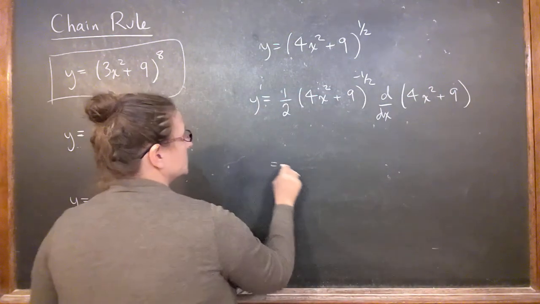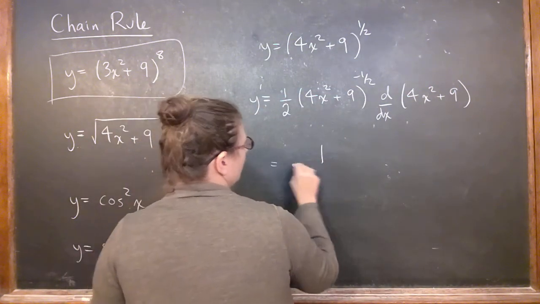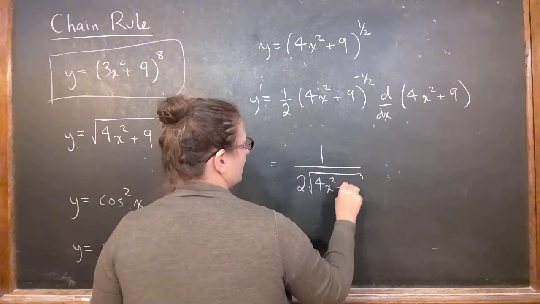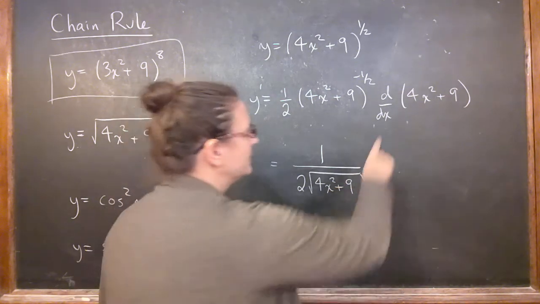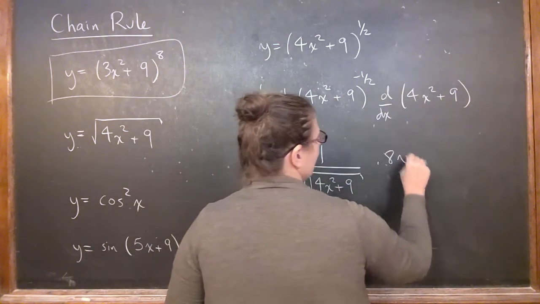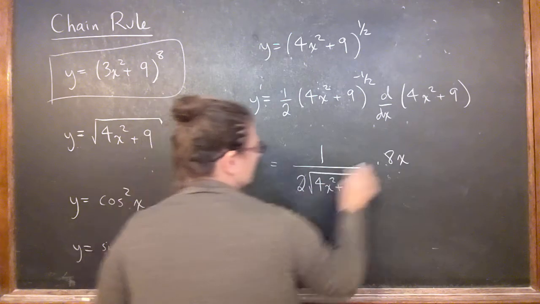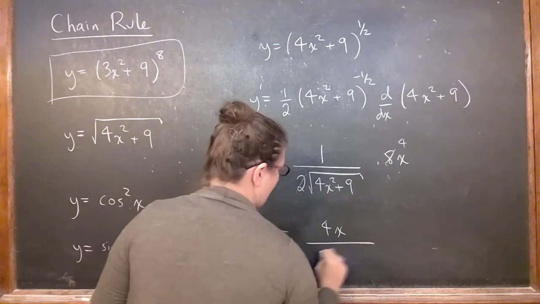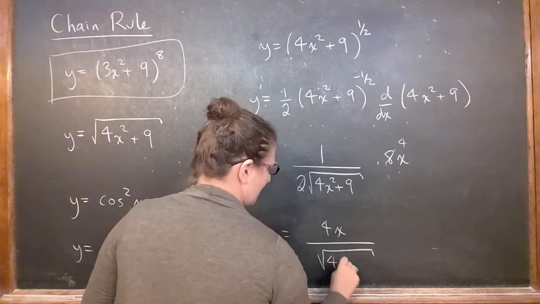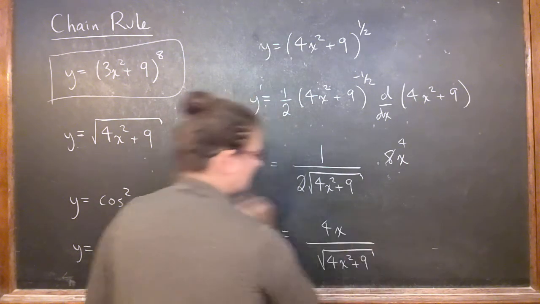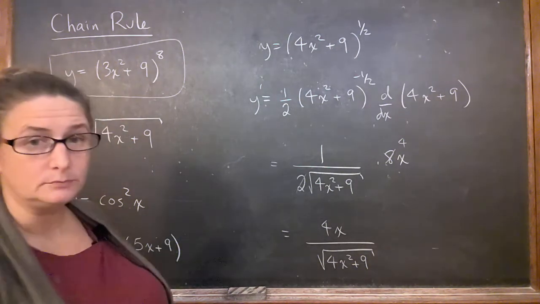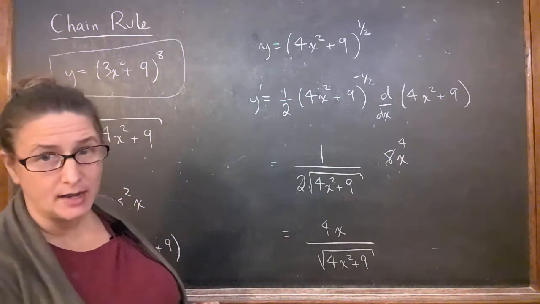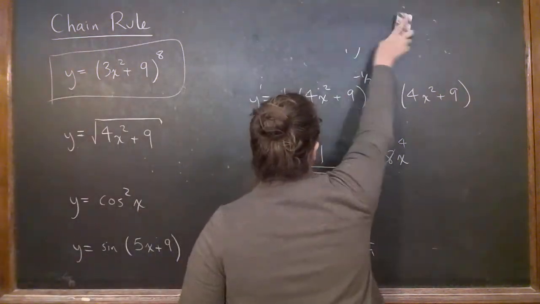Okay, so I'm just going to rewrite this a little bit. This is 4x squared plus 9. And then the derivative here is going to be 8x, right? And then I can do a little bit of cleaning up, like so. Okay. All right, so next one, cosine squared.